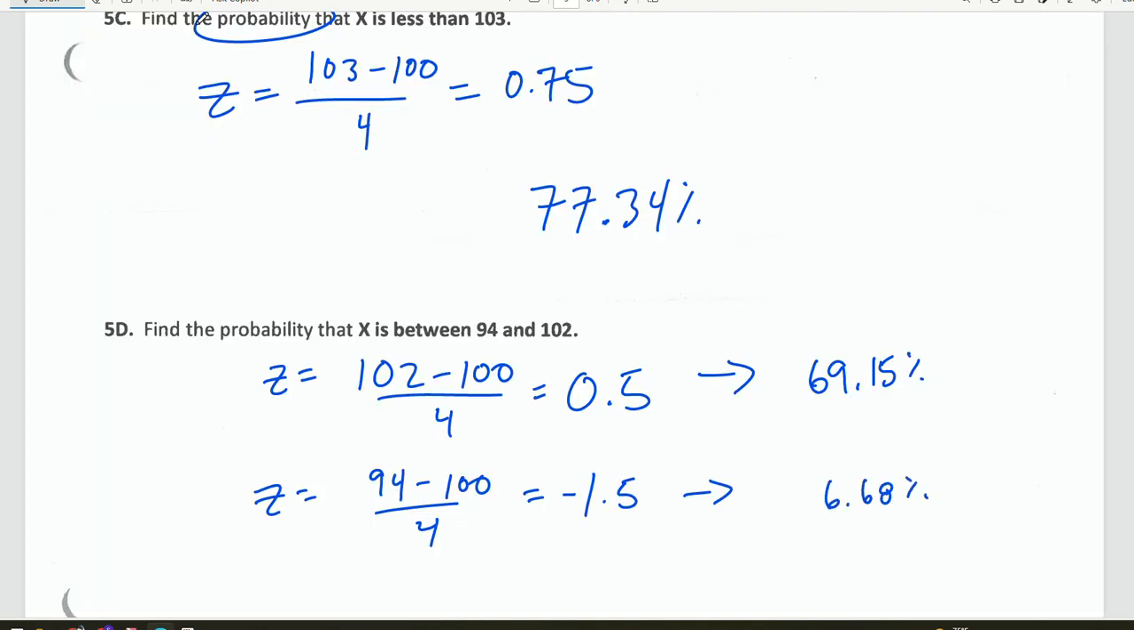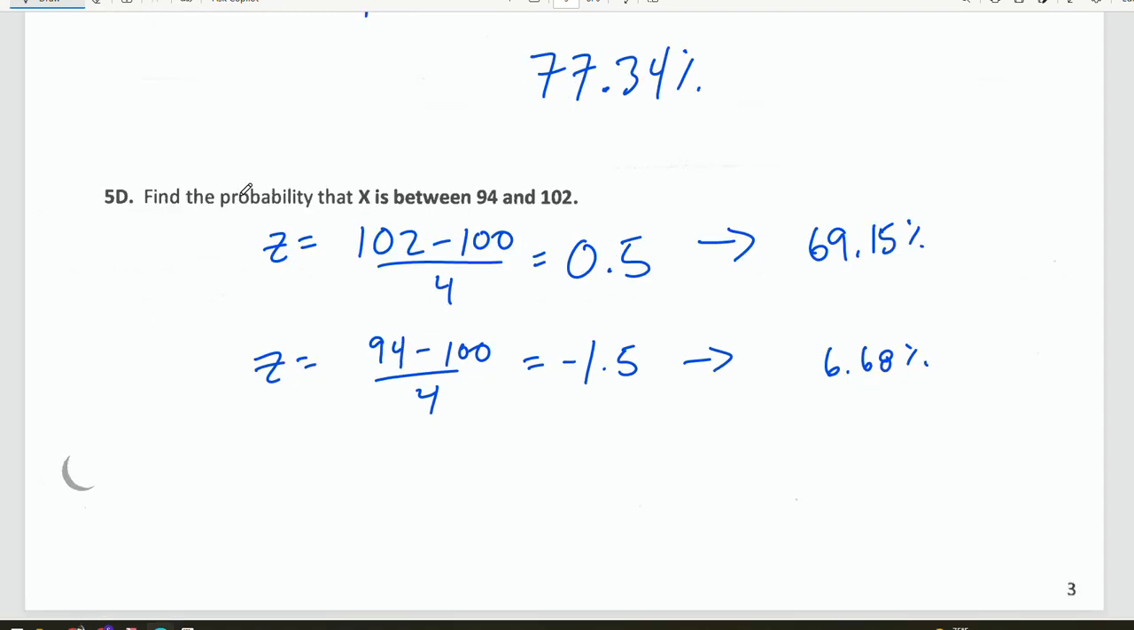6.68%. We just subtract them, and then we get our answer of 69.15 minus 6.68, 62.47. 62.47%.